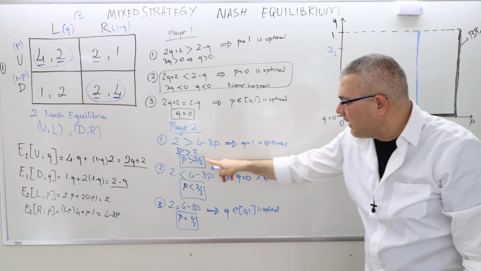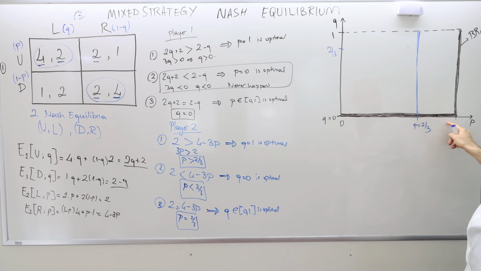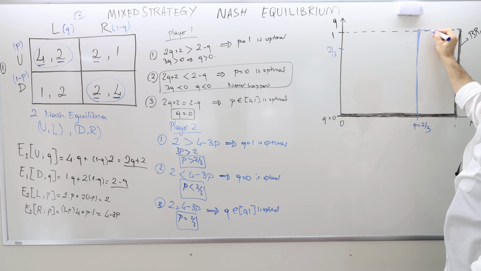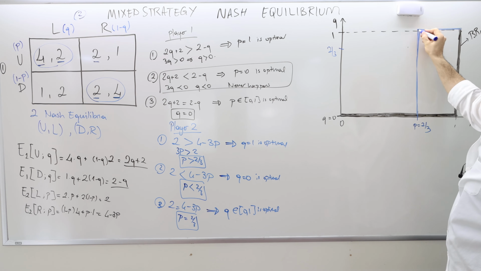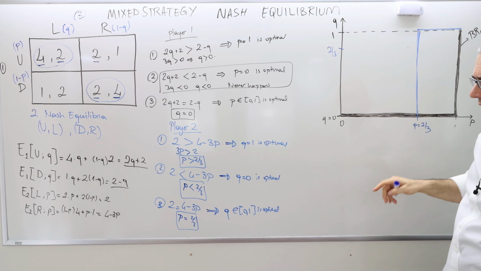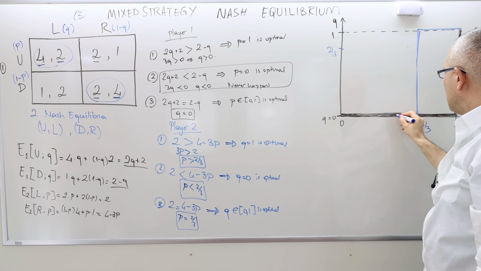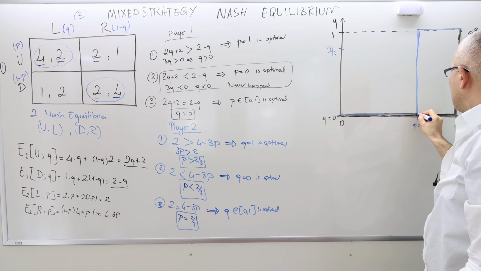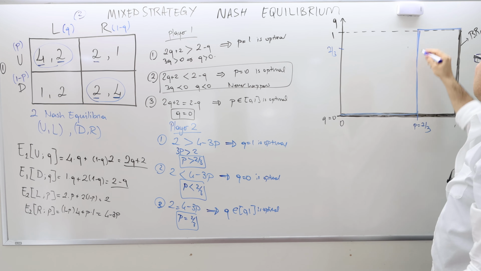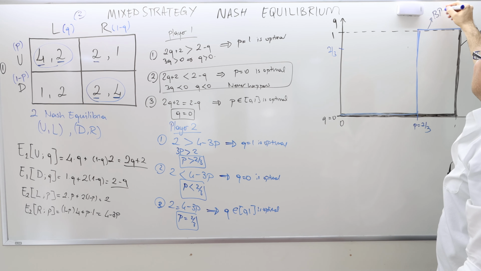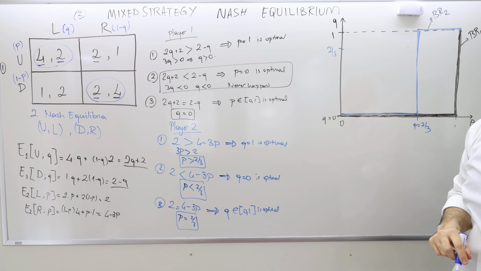When P is greater than 2/3, so when P takes the values here, the optimal Q is 1. And then when P is less than 2/3, the optimal Q is 0. Okay, so that is a step function. That's the BR2, the best response function of player 2.